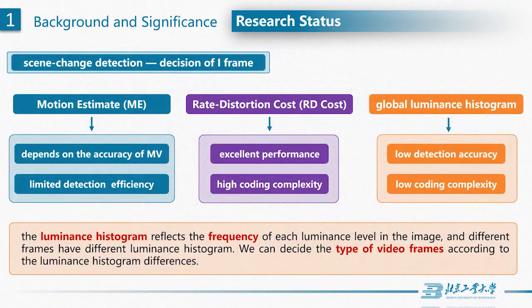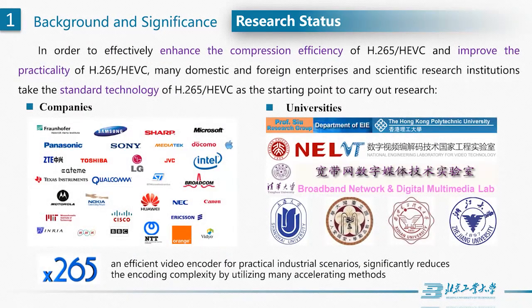In order to effectively enhance the compression efficiency of HEVC and improve its practicality, many domestic and foreign enterprises and scientific research institutions take the standard technology of HEVC as the starting point to carry out research. The open source encoder x265 based on HEVC is an efficient video encoder for practical industrial scenarios, which significantly reduces the encoding complexity by utilizing many acceleration methods.